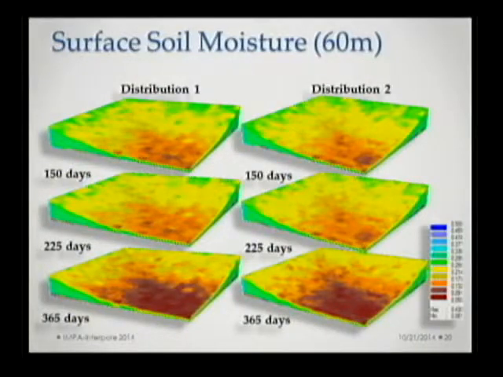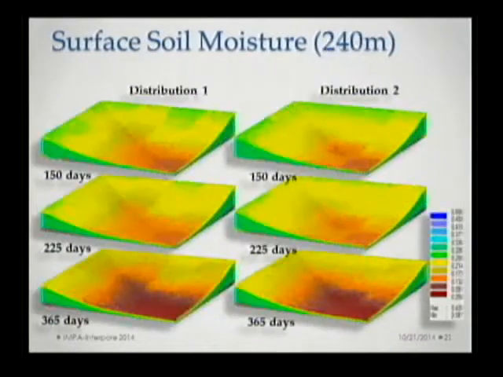This is another comparison between two different initial soil distributions. So this is close to the fine scale, where you can see the different patterns because of the initial difference in the soil distribution. But as you go to the coarse scale, it starts getting more and more similar. Right?